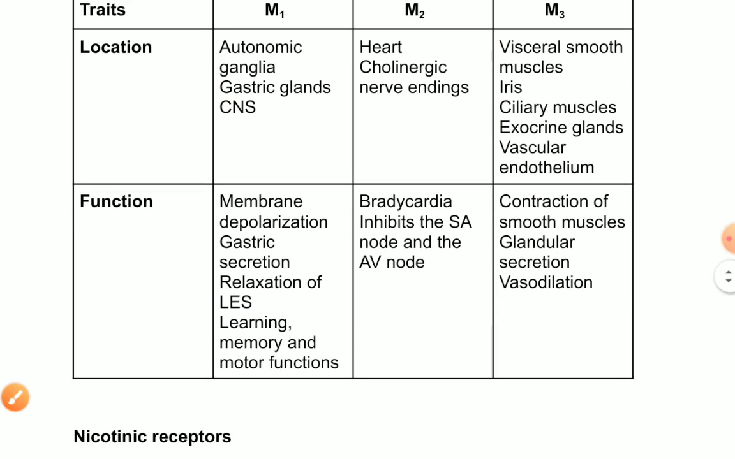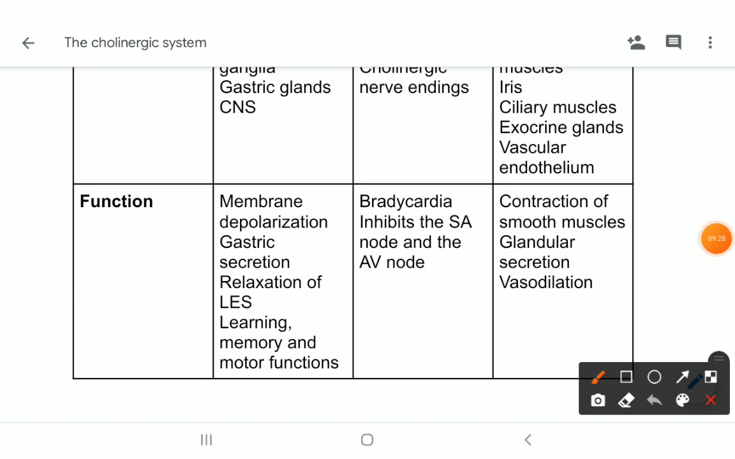Now come to their function. For M1 receptor, it causes membrane depolarization, it can cause gastric secretion, relaxation of the lower esophageal sphincter, and in CNS it can cause learning, memory and motor functions.